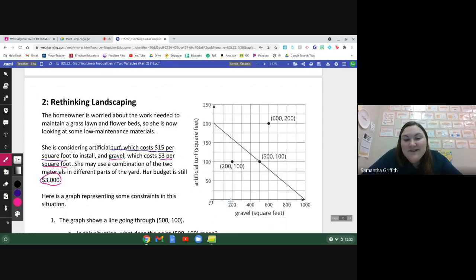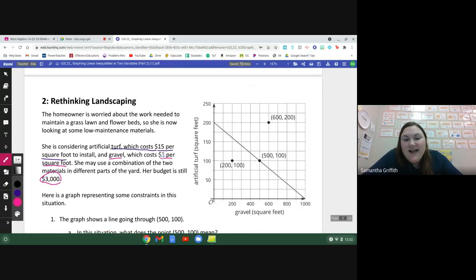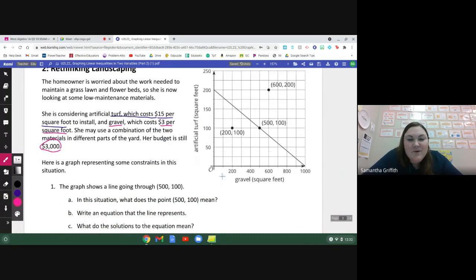Here is a graph representing some constraints in this situation. So similar to before, we've got a line. The x-axis is showing the gravel in square feet, and our y-axis is showing the square feet of artificial turf. Looking at this graph, number one shows that the line in our graph is going through the point 500, 100. Let's start off. What does this point here represent? What does that 500, 100 represent? Sheila told us before, so Moji, Raya, or Deborah, can one of you tell me what the 500, 100 represents?